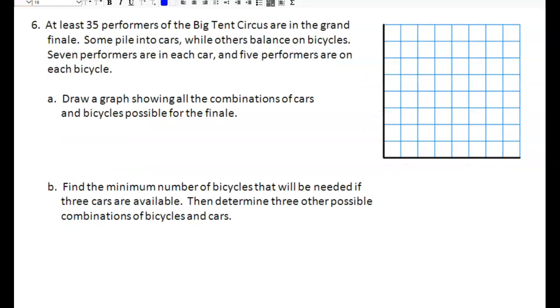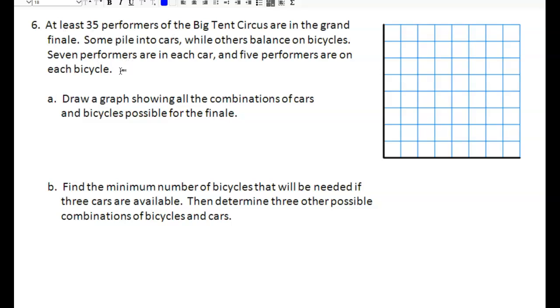So 25 performers of the Big Tent Circus are in the grand finale. Some pile into cars, some pile into bicycles, and all of them are in the performance. 7 performers are in each car, and 5 performers are on each bike. Draw a graph showing all of the combinations of cars and bikes that would work for the finale. If we used a minimum number of bikes and not all of them, and we used 3 cars, what would they look like?